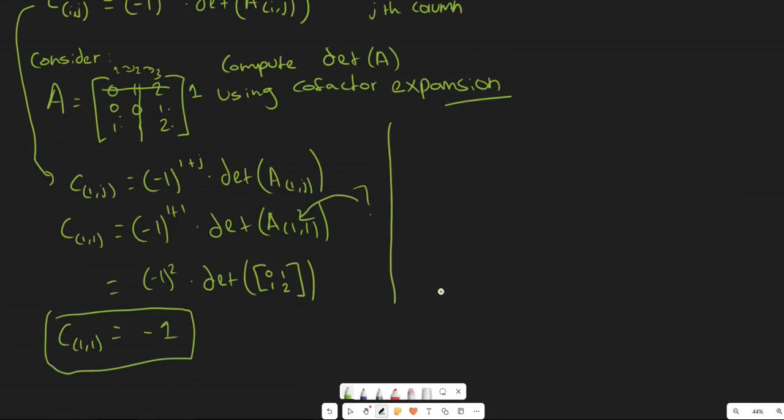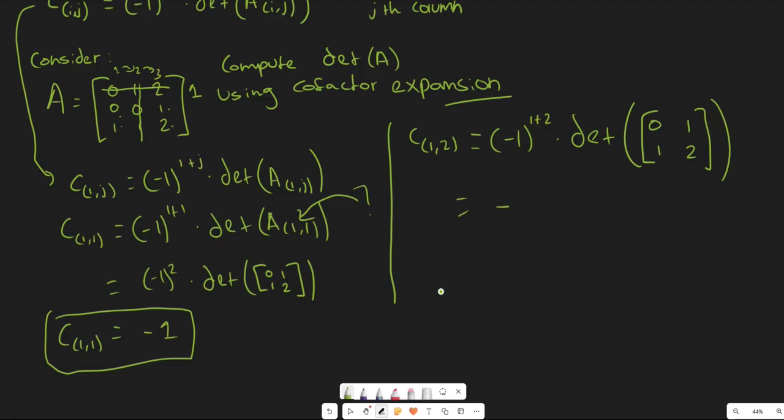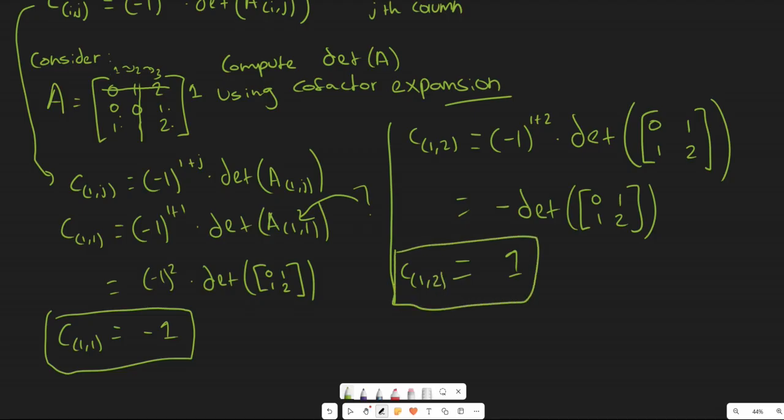So let's go ahead and compute C of 1, comma 2. Remember, your first row, second column. And so that's going to be negative 1 to the power of 1 plus 2 times the determinant of your new matrix, which is going to be 0, 1, 1, 2. And this is just going to mean the negative determinant of 0, 1, 1, 2. And computing that determinant, we're going to get 0 minus 1, and negative, negative 1 leaves positive 1. So the cofactor of 1, 2 is just going to be 1.